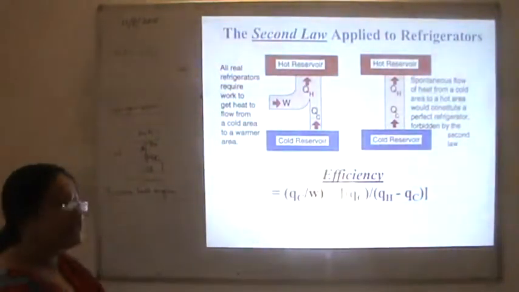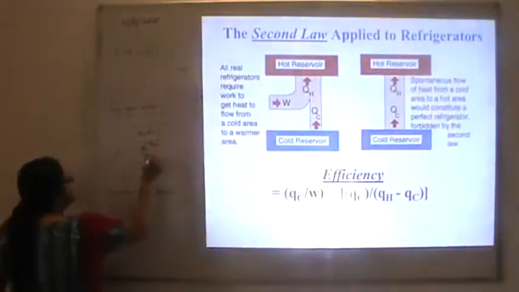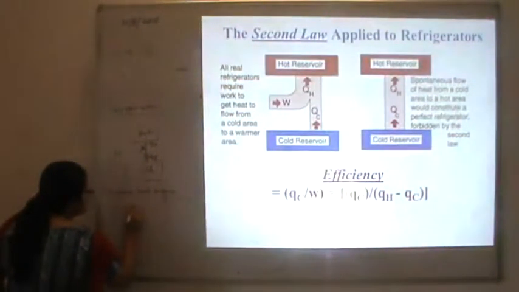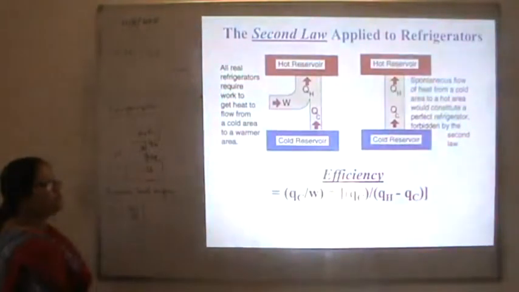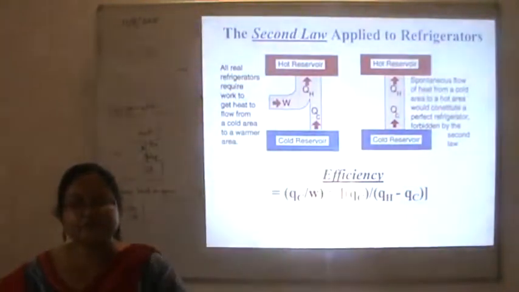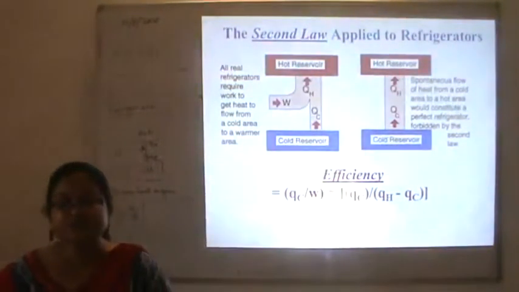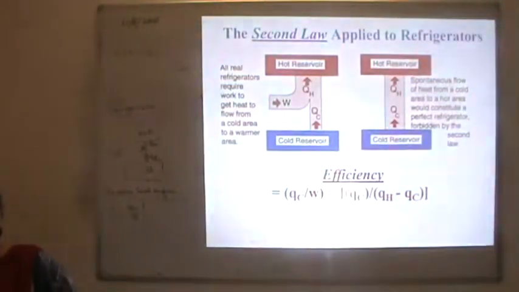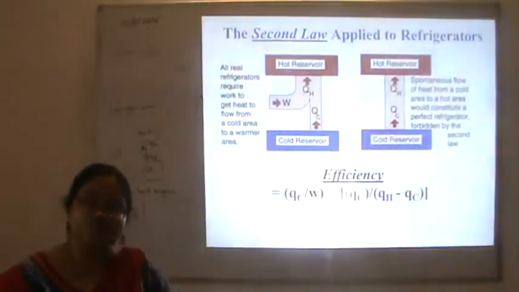So the efficiency of a refrigerator is QC by W. It absorbs heat from the cold reservoir and delivers it to the hot reservoir. So efficiency is QC by W because heat is absorbed from the cold reservoir. But no perfect refrigerator is possible in this universe because all real refrigerators require work to get heat to flow from a cold area to a warmer area. Spontaneous flow of heat from a cold area to a hot area would constitute a perfect refrigerator, forbidden by the second law. Such a refrigerator is not feasible in the real world.